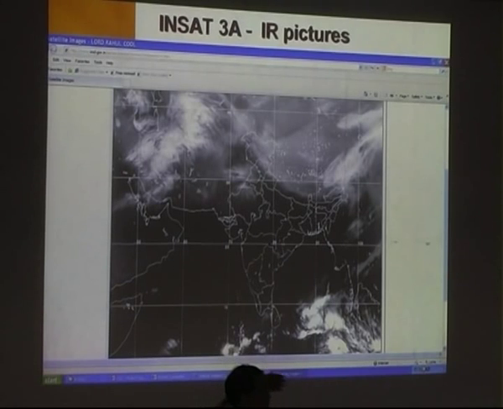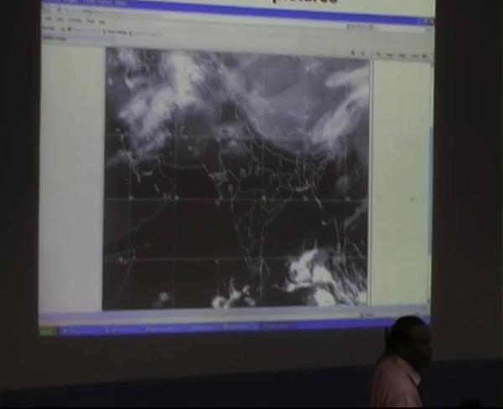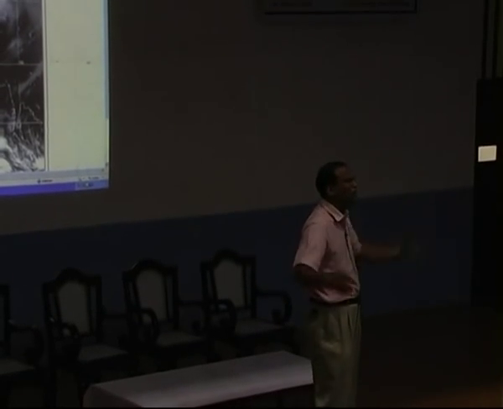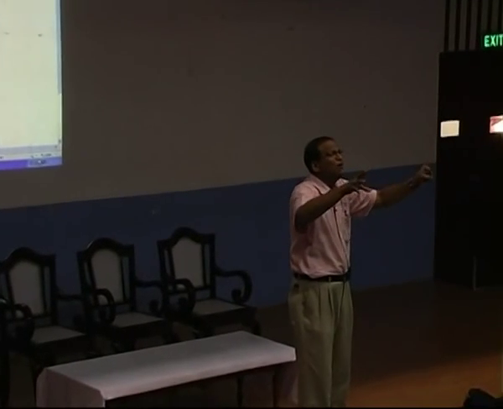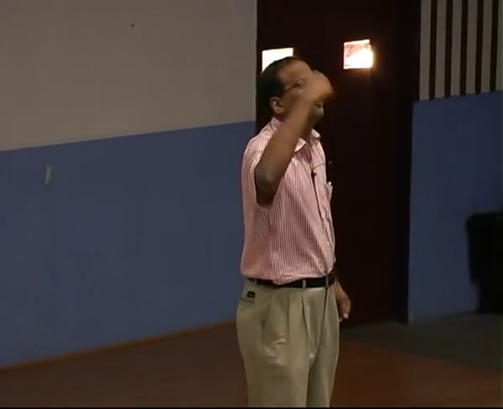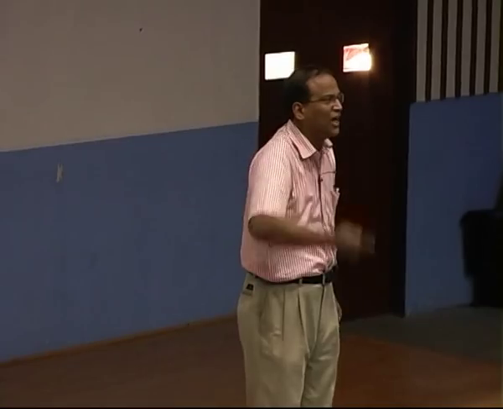This is a typical picture. Professor Krishnamurti already talked to you about this. There are various images: you have visible image, infrared image, microwave image, and so on. The visible image is available only between 6 o'clock in the morning and 6 o'clock in the evening. If you want to know how the clouds are evolving in the night, you need an infrared camera. But infrared cannot penetrate clouds. Therefore, you go for microwave.